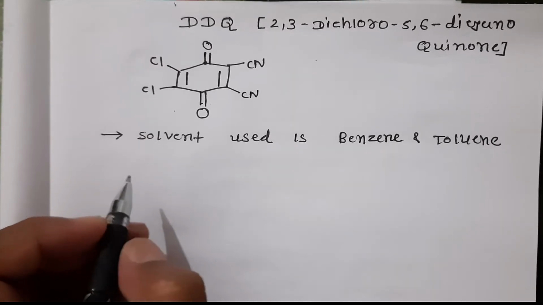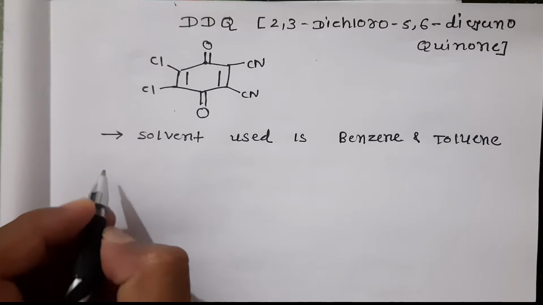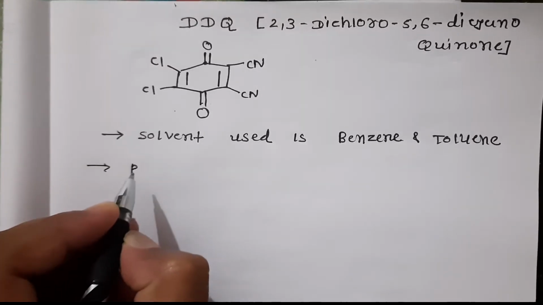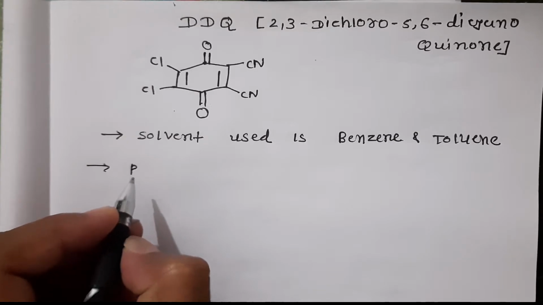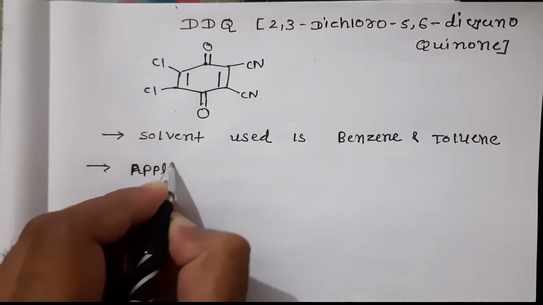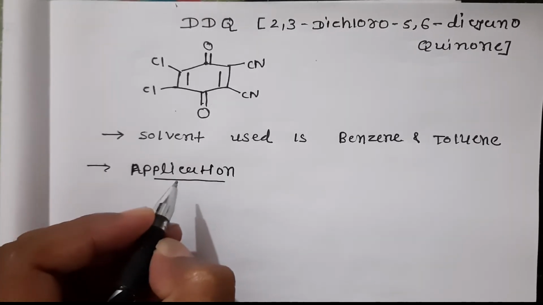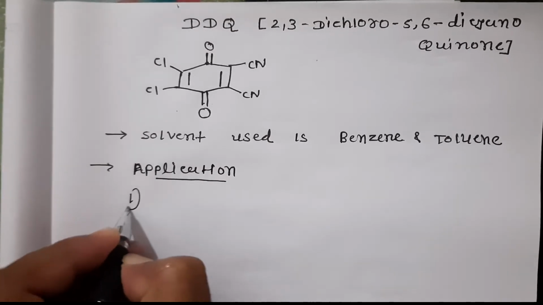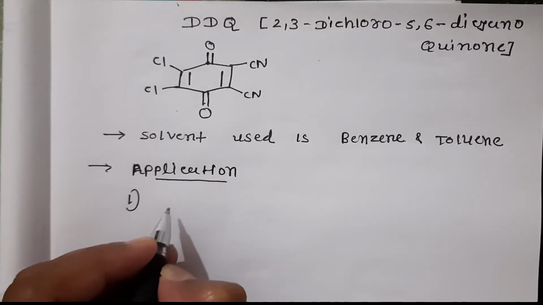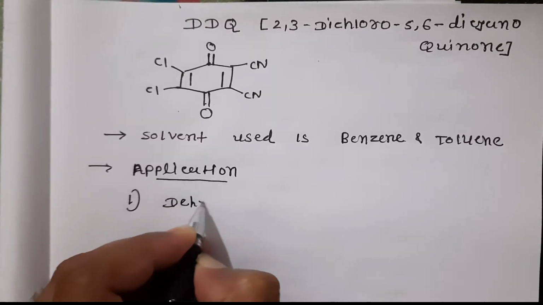First we see the applications of this reagent. Here there are many applications. It oxidizes the other and itself gets reduced. So the first application is dehydrogenation, which means it removes the hydrogen from the molecule and oxidizes the other.